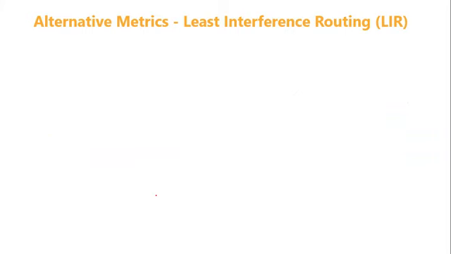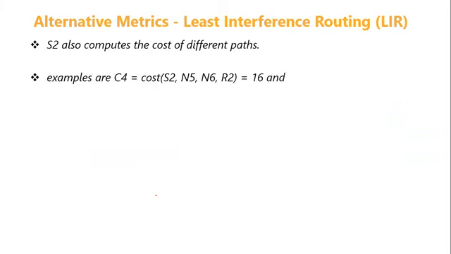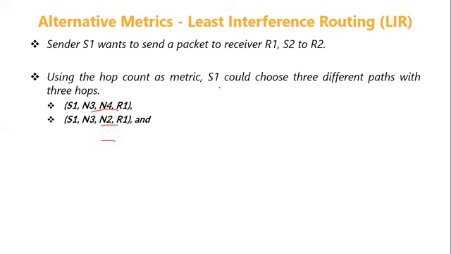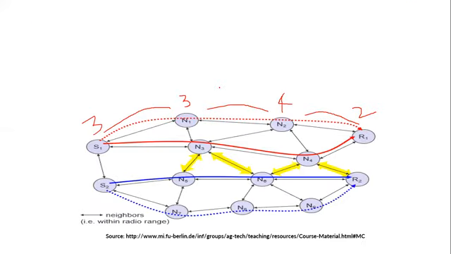S2 to R2 also. So if you take S2 to R2, we identified first only one path, which is N5, N6, and R2. So if you go there, you take this path N5, N6, and R2, calculate the cost, calculate the interference value for all the nodes involved.